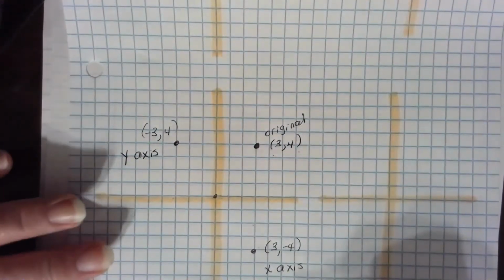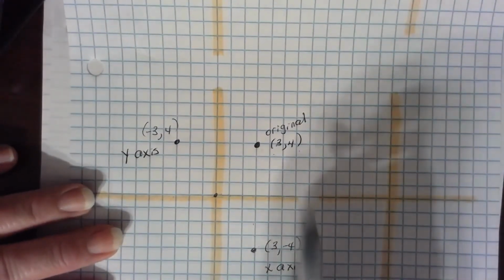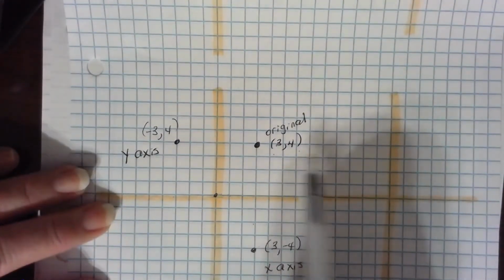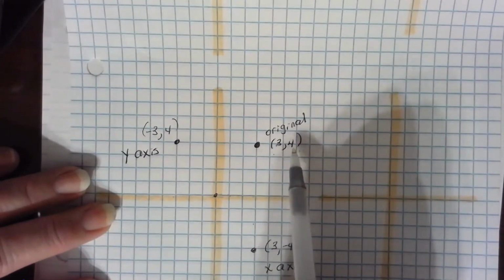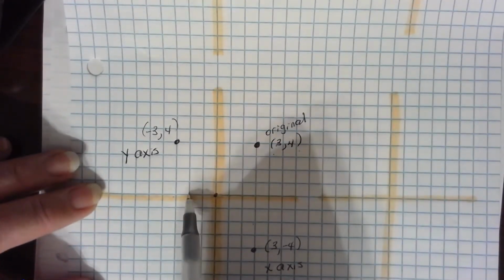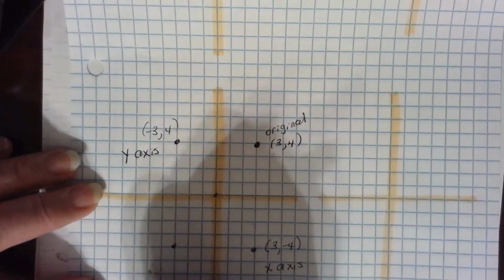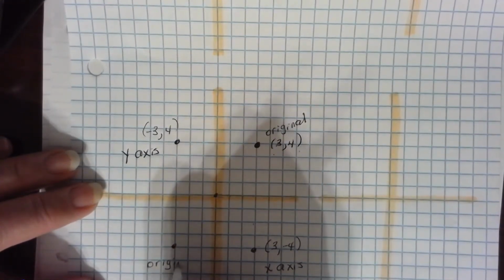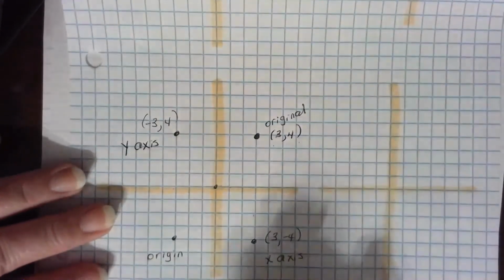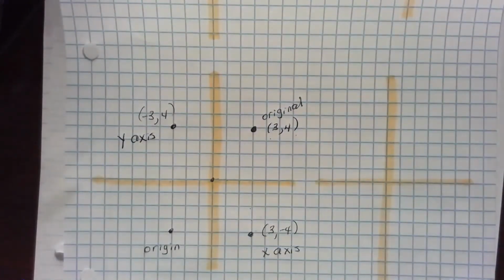And then it tells me to do the origin. Well, that means I change the sign of both of them. So I'm going to make it negative 3 and negative 4. 1, 2, 3, 1, 2, 3, 4. And there's my origin point. Okay, so that's what you're going to do in that group of problems.